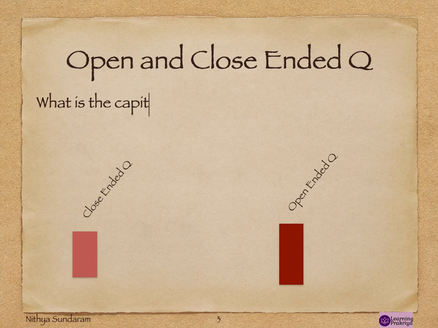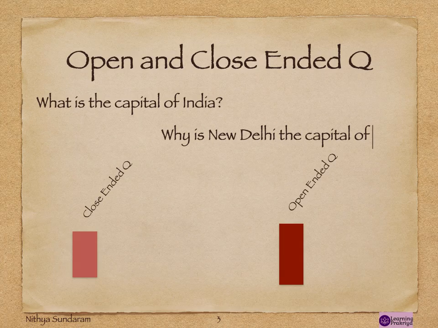This is an example of close-ended: What is the capital of India? The answer is just one. Whereas the same question can be adapted to an open-ended one in this way: Why is New Delhi the capital of India? As you can see, the answers can be many. Many perspectives come in, and therefore ideas get bounced around in the class. So these are the common types.